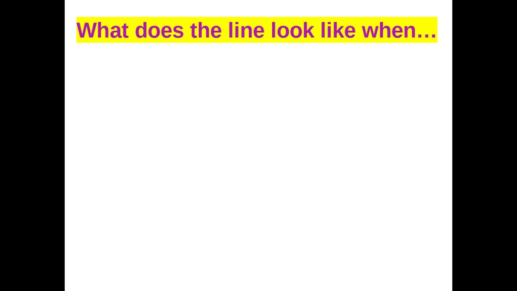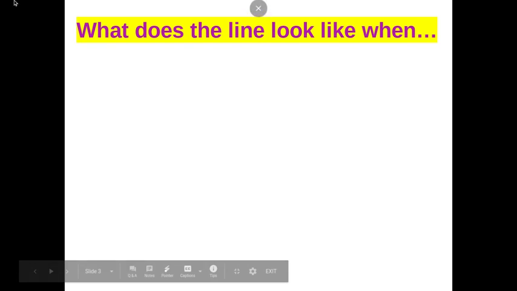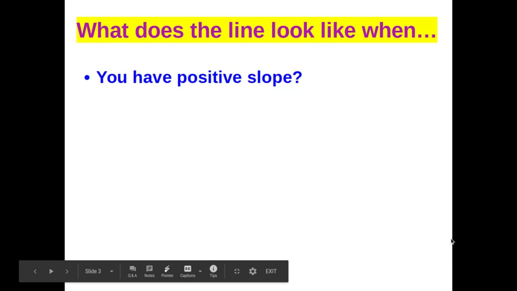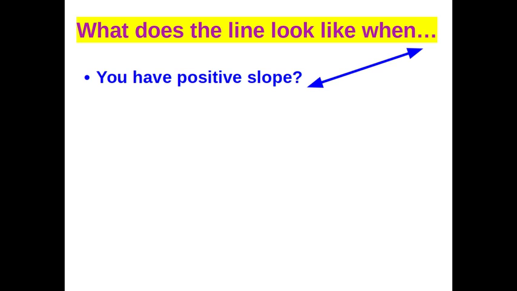So what does a line look like when? So this is basically a review for most of you because we did this already. We did the types of slope. So you know what a positive slope is. It looks like this. It could be steeper, could be a little bit lower, but we know that it's going from the bottom left to more of the top right.